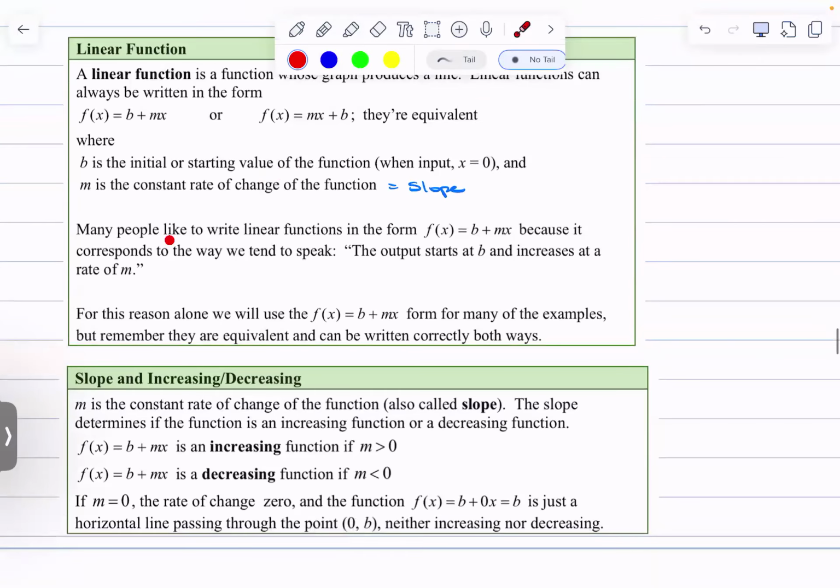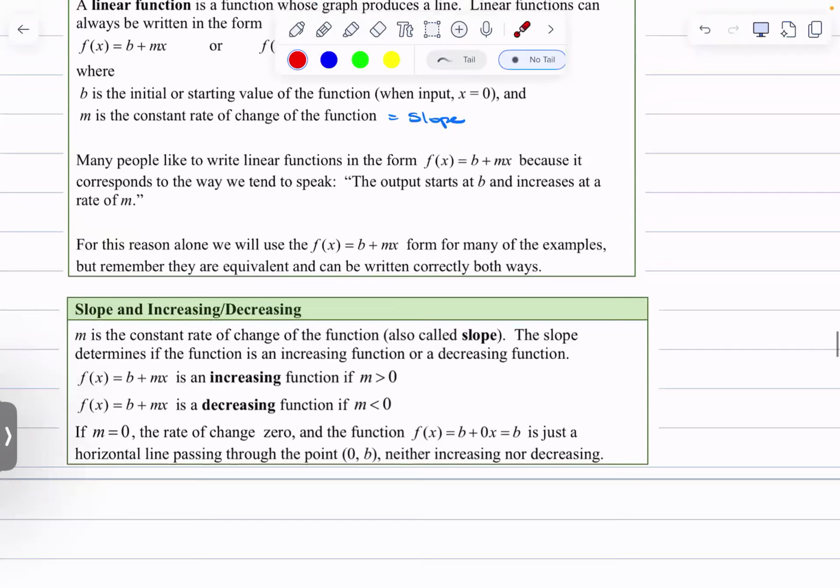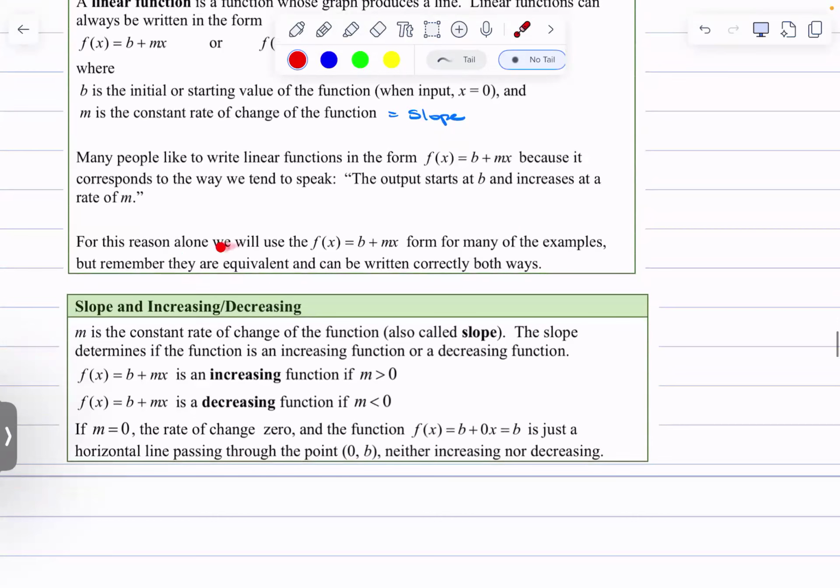Many people like to write the linear function in the form b plus mx because it corresponds to the way we speak. The output starts at b and increases at a rate of m. You don't have to. They're equivalent. I did keep it just because a lot of the examples have b plus mx, just because that's the form that we tend to read it in.